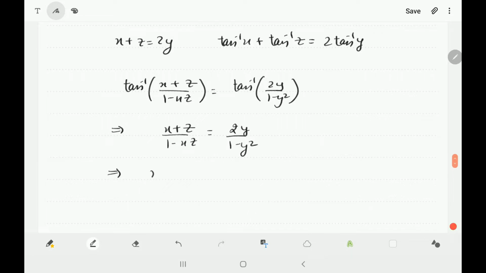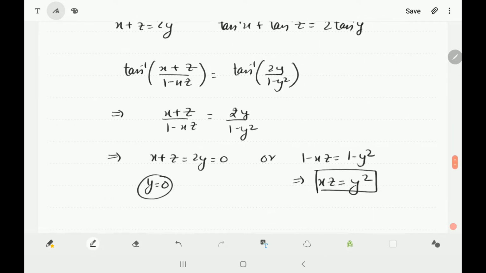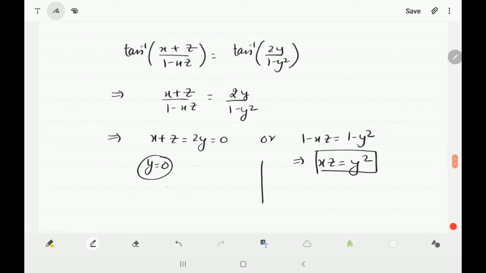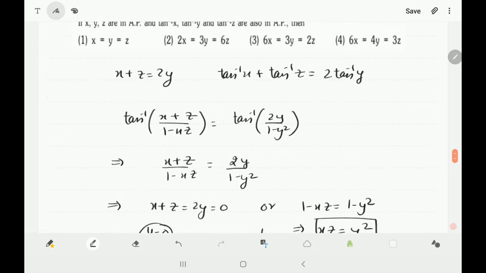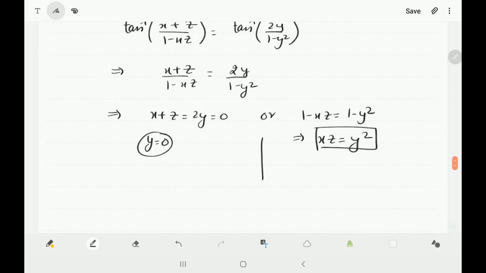So either we will have the condition that x plus z is equal to 2y is equal to 0, or by taking the common factor, 1 minus xz is equal to 1 minus y square. So from here we will have xz is equal to y square. If we keep y equal to 0, nothing is given about y equal to 0, so we'll just skip this part. If you take y equal to 0, x will be equal to 0 and z will also be equal to 0, so all the conditions will be applicable. So we won't use it.